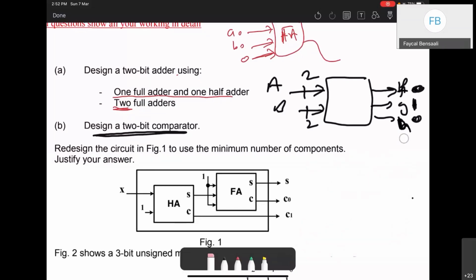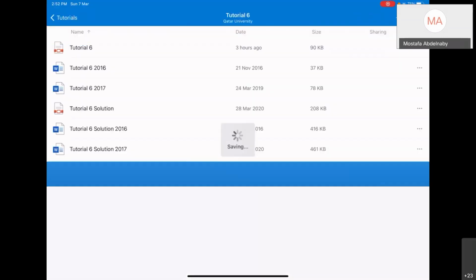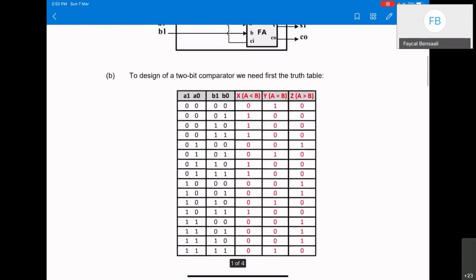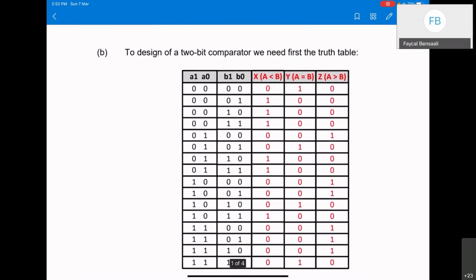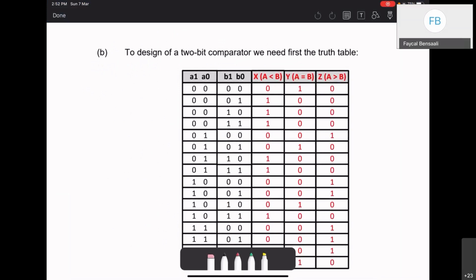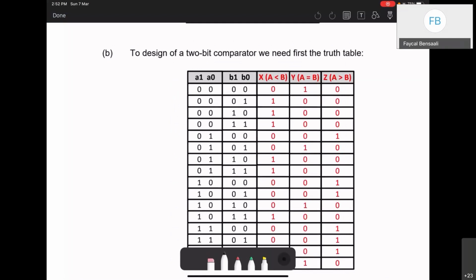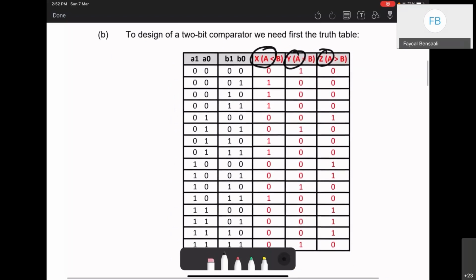Make the truth table so you could find the expressions for F, G, and H. This is the truth table, and I used X, Y, and Z here, which is fine. And then you get the expressions, and then you will use the K-map to get X, to get Y, and to get Z. Is it clear? Our inputs are A0, A1, B0, B1, but we will consider them as a full number.